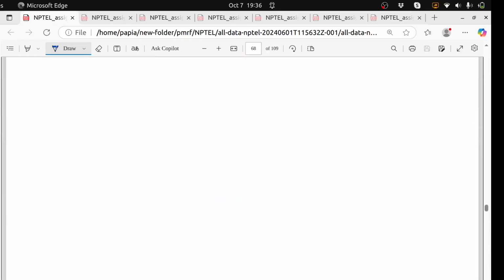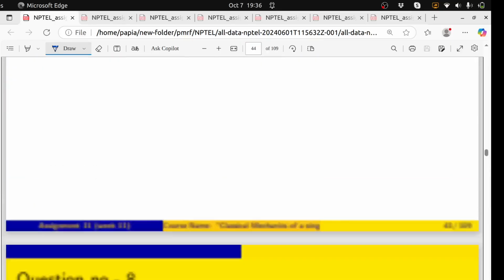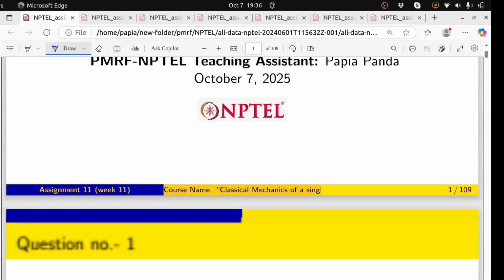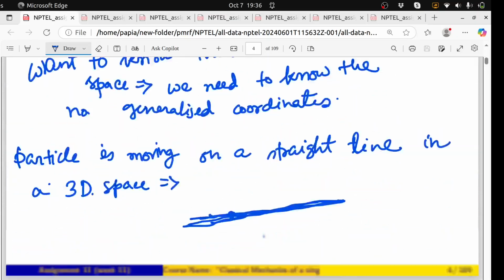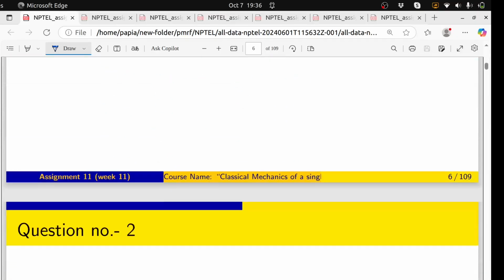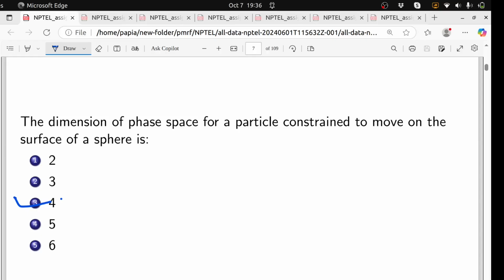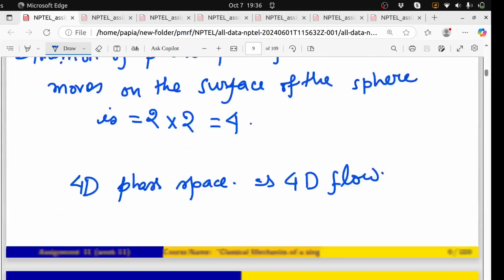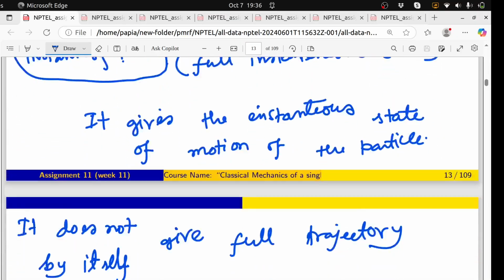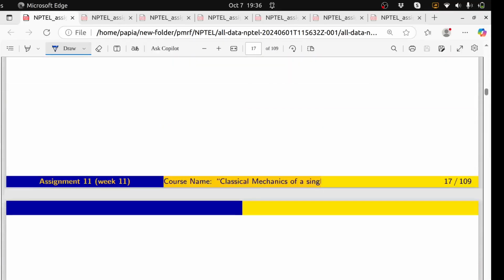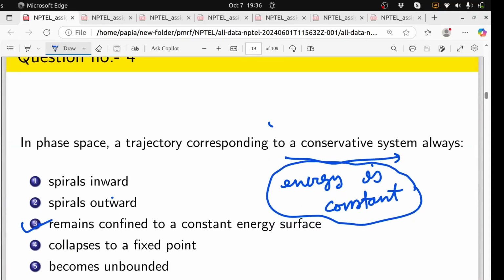Now I will just go through the questions again. This is the first question, which has the answer 2. This is the second question, 4. This is the third question, represents the instantaneous state of motion of a particle. This is the next question, remains confined to a constant energy surface.